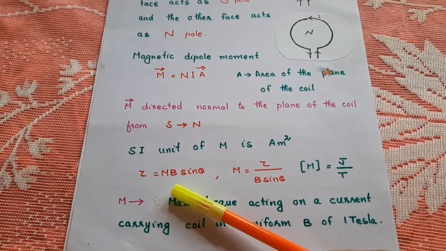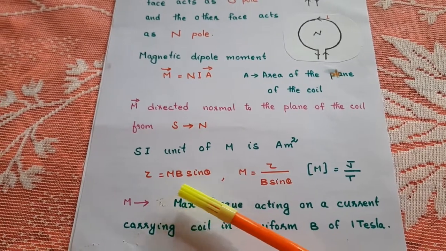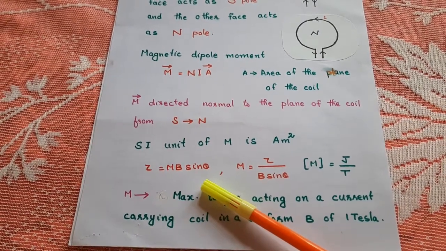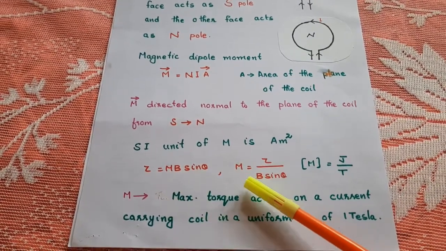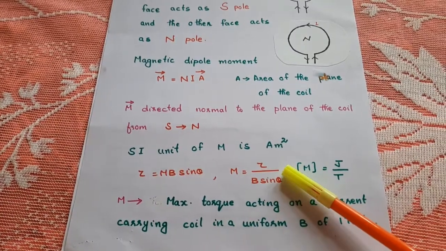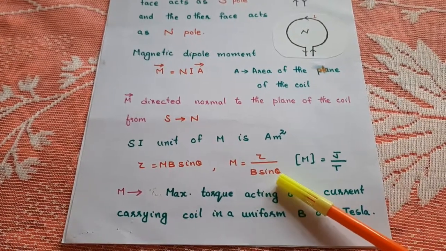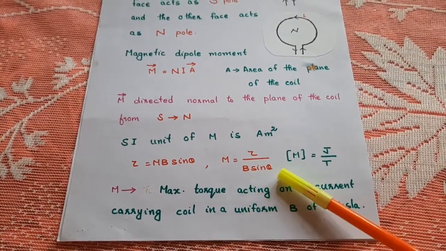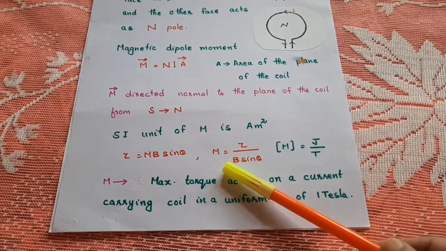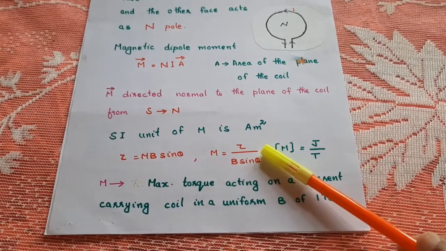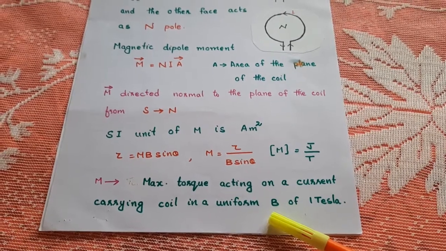The torque acting on a current carrying coil in a uniform magnetic field is given by mB sin theta, where m is the magnetic dipole moment of the coil. Therefore, m is equal to torque by B sin theta. From this equation, the unit of m is joule per Tesla. So magnetic moment can be defined as the maximum torque acting on a current carrying coil in a uniform field of 1 Tesla.